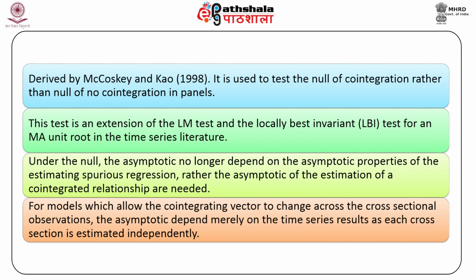Under the null, the asymptotics no longer depend on the asymptotic properties of estimating a spurious regression. Rather, the asymptotics of the estimation of a co-integrated relationship are needed. For models which allow the co-integrating vector to change across the cross-sectional observations, the asymptotics depend merely on the time series results, as each cross-section is estimated independently. For models with common slopes, the estimation is done jointly and therefore the asymptotic theory is based on the joint estimation of a co-integrated relationship in panel data.